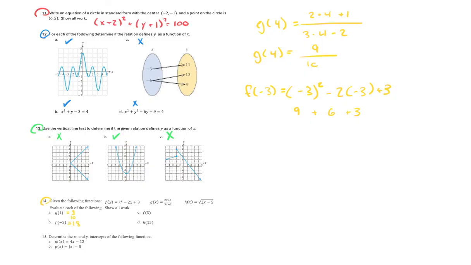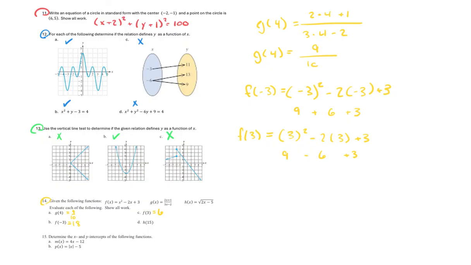For f of 3, now we're going to do the same function, except we're going to plug in positive 3 wherever we see x. So we'll have 3 squared minus 2 times 3 plus 3. So this will equal 9 minus 6 plus 3. Here, we're going to have 12 minus 6 is equal to 6. So f of 3 equals 6.